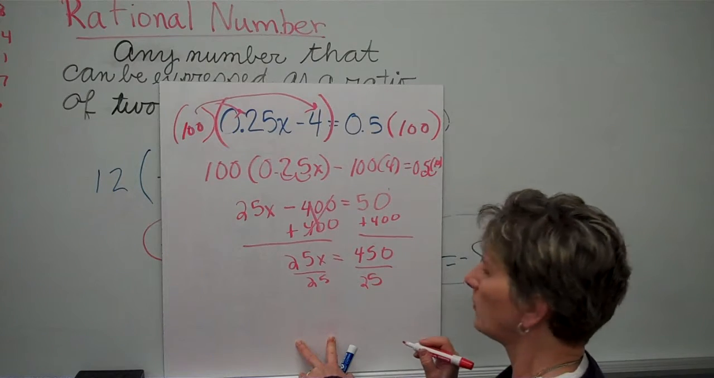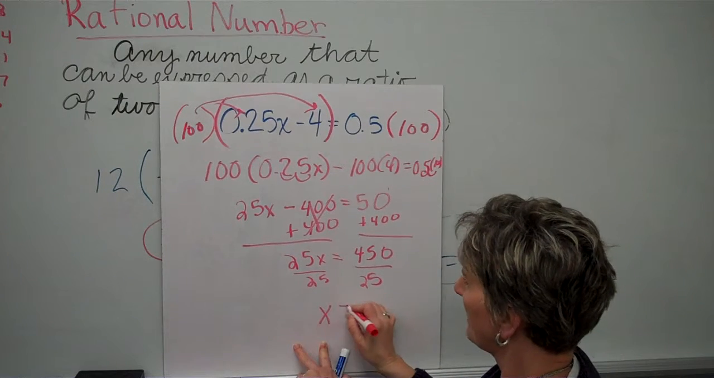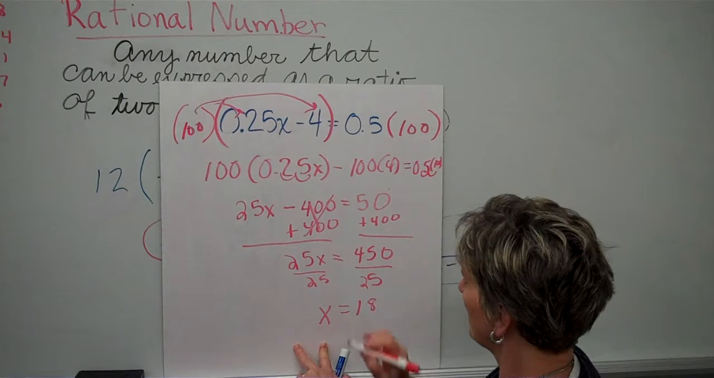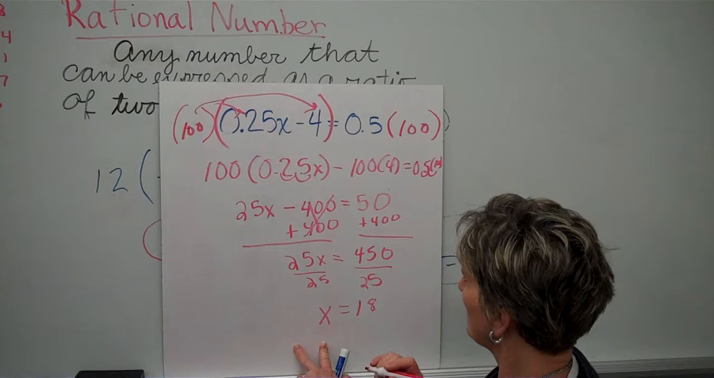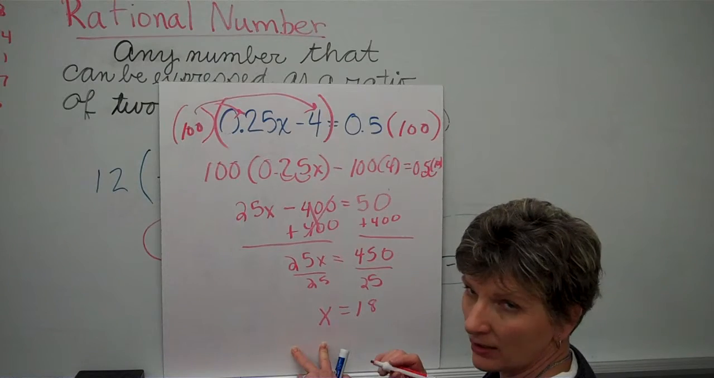Oops. How many quarters are in $4.50? I think there's 18. Yeah, I think that's right. You correct me if I'm wrong.